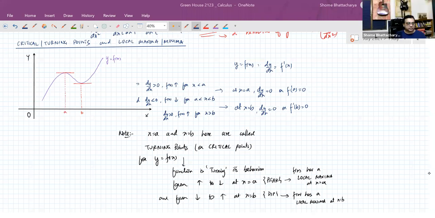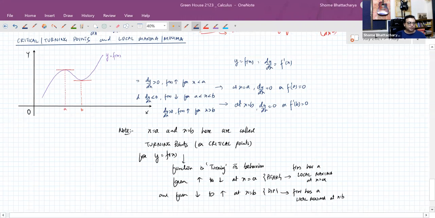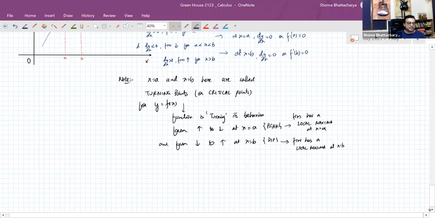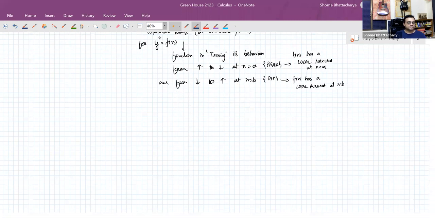Okay, so this concept of critical points is clear, no? Any point where the derivative of a function becomes zero is a critical point, and it will either be a peak kind of point where we have a local maxima, or it will be a dip kind of point.